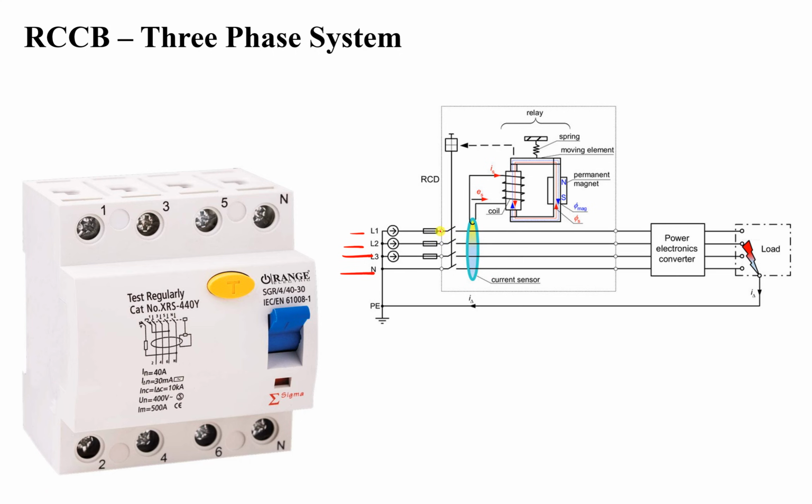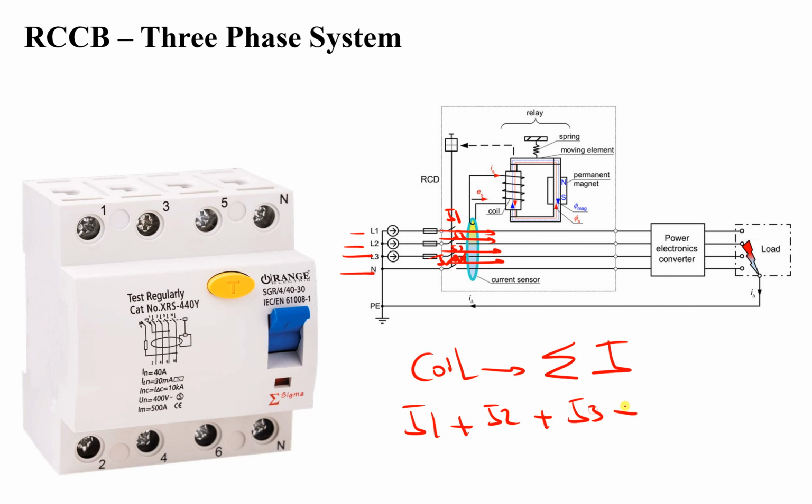It looks like I1, I2, I3, and IN. So this coil, what does it see? It sees the summation of currents. So this coil looks at the summation I1 plus I2 plus I3 plus I neutral. If this summation is equal to 0, it means normal operation.